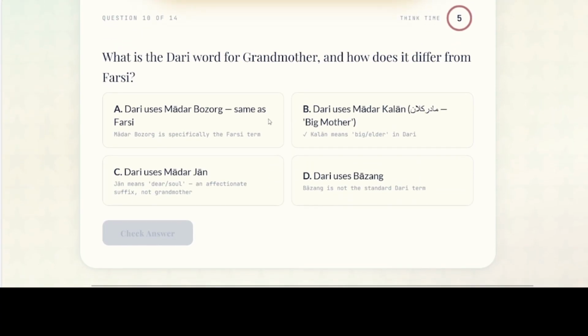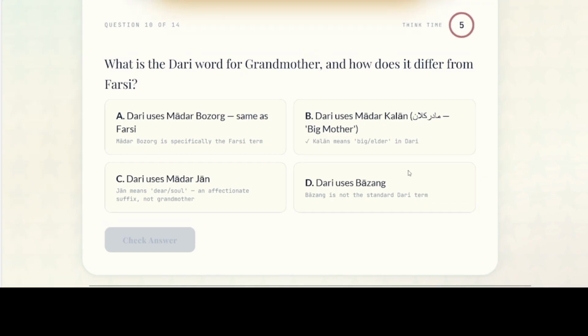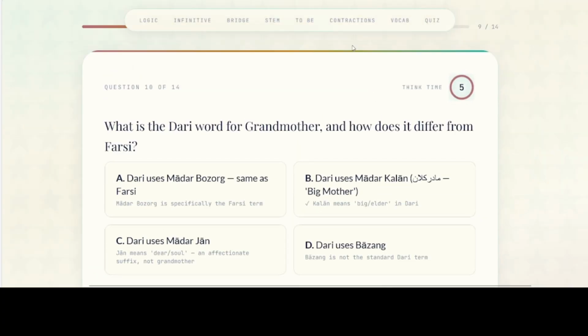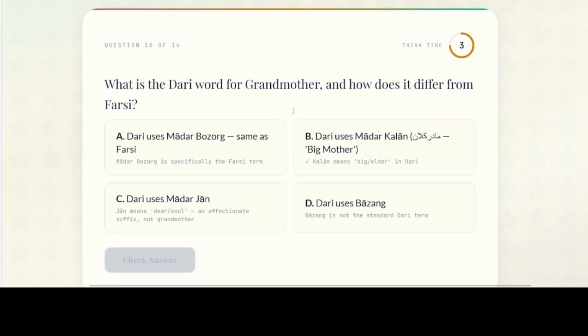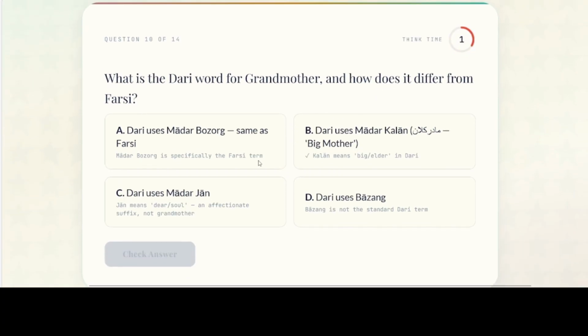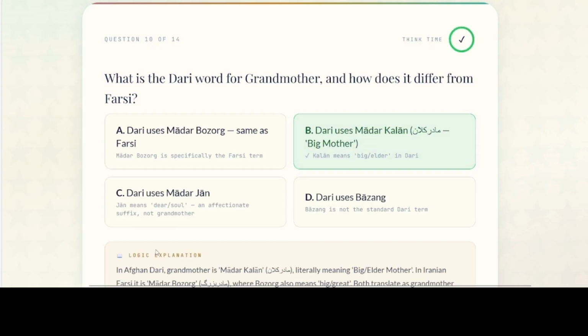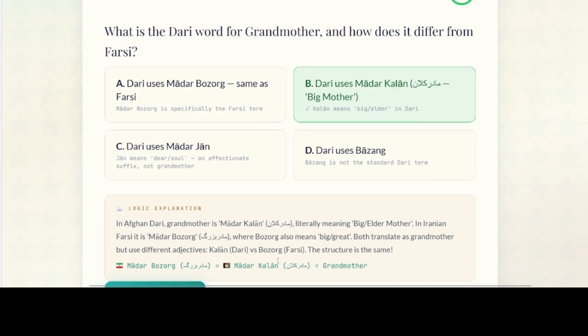What is the Dari word for grandmother and how does it differ from Farsi? Start thinking time. It is Madar-Kalan. In Dari, we say Madar-Kalan.